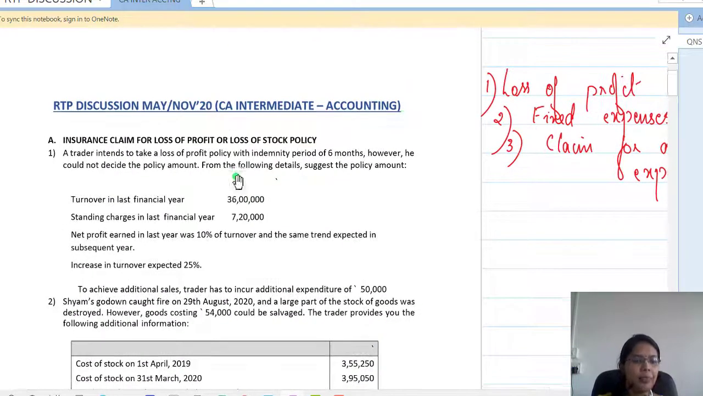The question says last year's turnover was 36 lakh and increase in current year when he is actually planning to take the policy is 25%. So which means his turnover in current year should be 36 lakh plus 36 lakh into 25%, which is 45 lakhs. So in current year when he is taking the policy, he is going to get 45 lakhs as expected turnover.